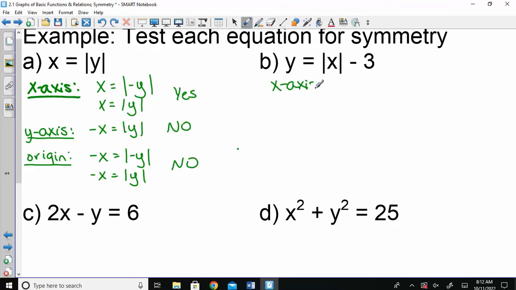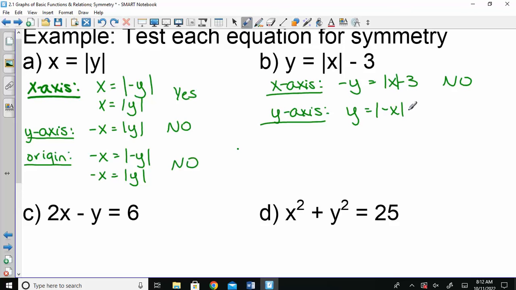How do I check the x-axis? Flip the y. All right. So if I make my y negative, is there any way to turn that into what I started with? No. How do we check the y-axis? Make the x negative. Okay, what happens if you have the absolute value of a negative? Is that what we started with? For origin, you do both.